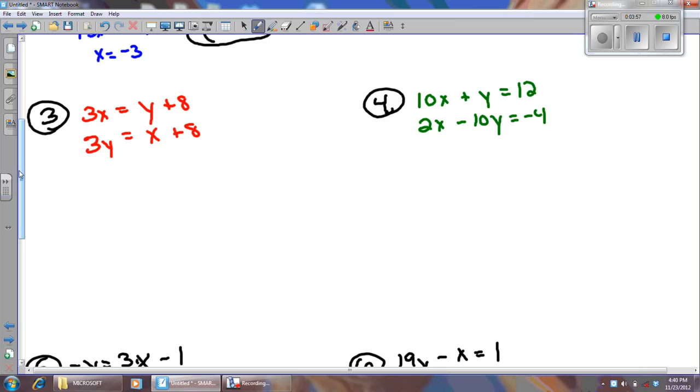All right, number 3. Think about which way you would want to do this one. Well, before I decide, I'm actually going to write the equations both in standard form. My top equation is going to be 3x minus y equals 8. My bottom equation is going to be negative x.